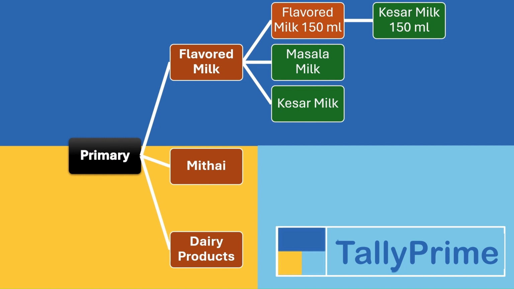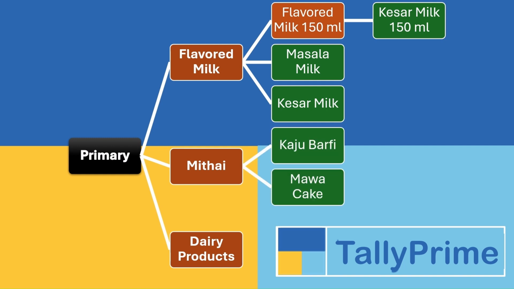Under flavored milk, we have two stock items, masala milk and Kesar milk. Now, you may be wondering why there are two stock items with the same name, Kesar milk. This is because we maintain one Kesar milk item specifically for the 150 milliliters pack, and we have another stock item for Kesar milk with different packing sizes under the flavored milk category. It is important to note that 150 milliliters Kesar milk and say 200 milliliters Kesar milk are different stock items.